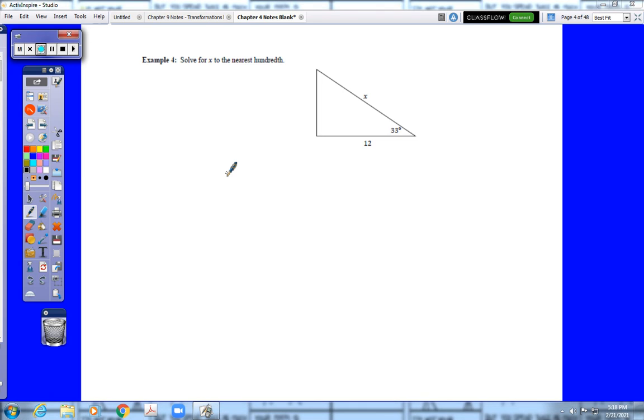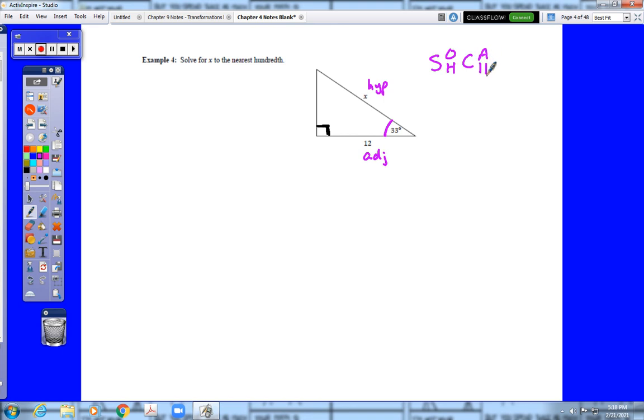Just to remind you what we did in the last video, we were discussing how we use SOHCAHTOA to find missing side lengths in right triangles. So here in example 4, we're asked to solve for x. Once again, we have here a right angle. And based on that right angle, we ask ourselves, okay, if I'm working with my 33-degree angle, which two sides am I working with? Well, the x is opposite the right angle, which makes it the hypotenuse. And the 12 is next to the 33-degree angle, but it's not the hypotenuse, which makes it the adjacent side.